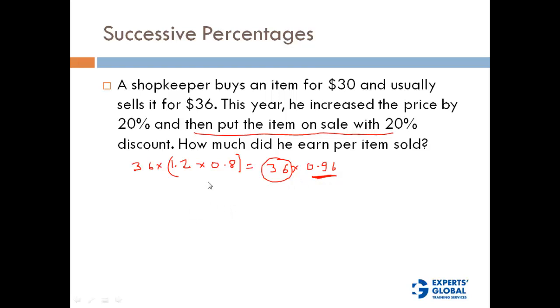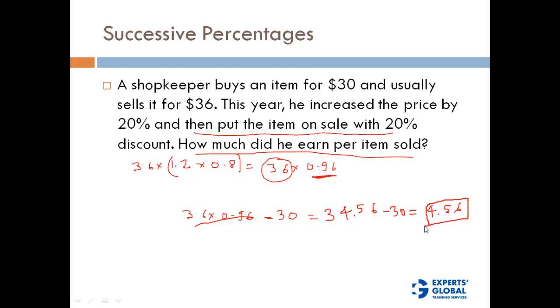Okay, so our question is how much did he earn per item sold? So he sold it for 36 into 0.96 and got it himself for $30. So this difference is 34.56. If you calculate, you will get this number as 34.56 minus 30 is equal to 4.56. So he's making only $4.56 on every item sold.